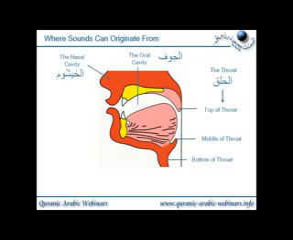And then we have the nasal cavity, i.e. the air passage in your nose going to the back of your throat, known as al-khayshum. Then we have the lips, i.e. both the lips, known as ash-shafatan, the two lips. And we have the tongue itself, known as al-lisan.